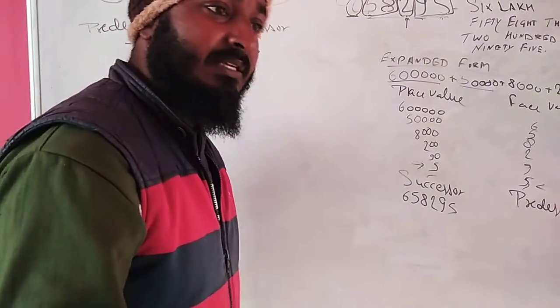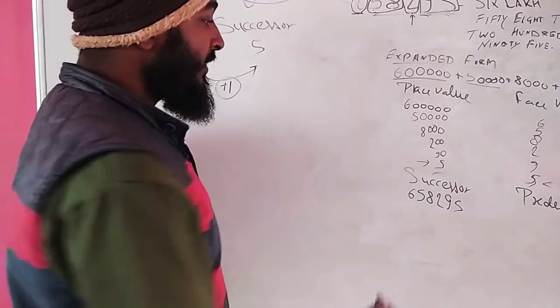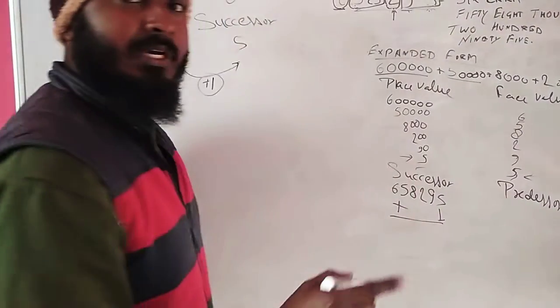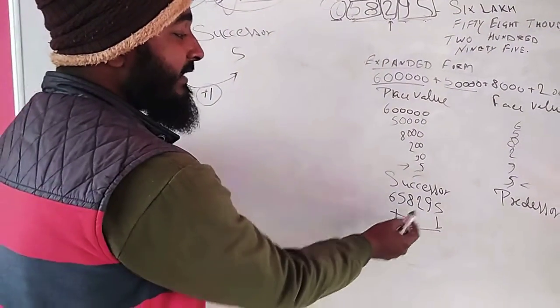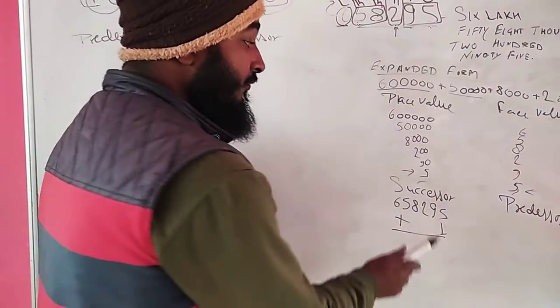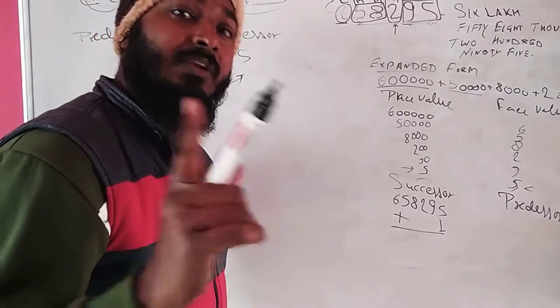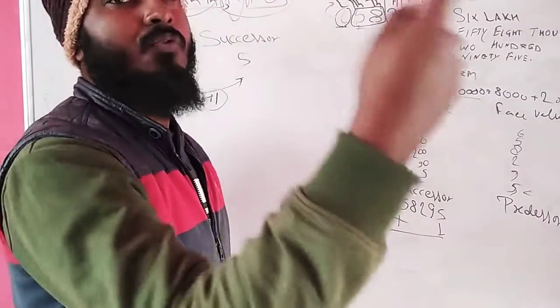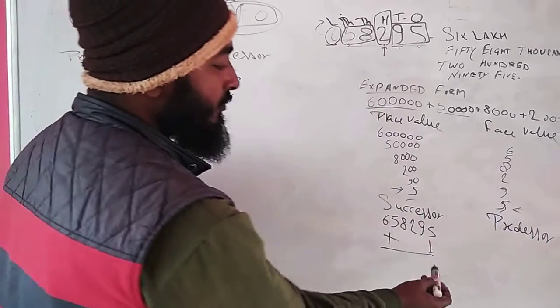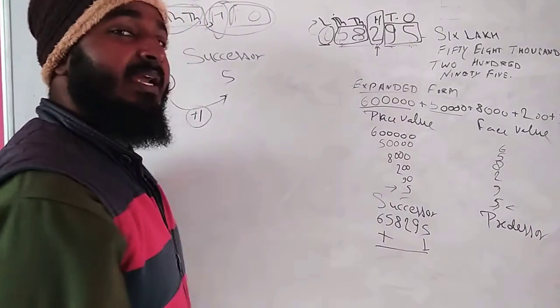So S is successor, the sum of number. The successor is plus 1. And notice one thing here: children used to add somewhere here or anywhere, so don't add anywhere. One has just one digit, therefore it is at one's place. One's place will be added to one's place. One's place is 5, so add it to 5. So ones will be added to ones.